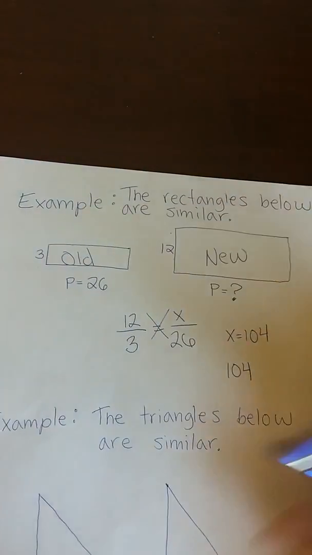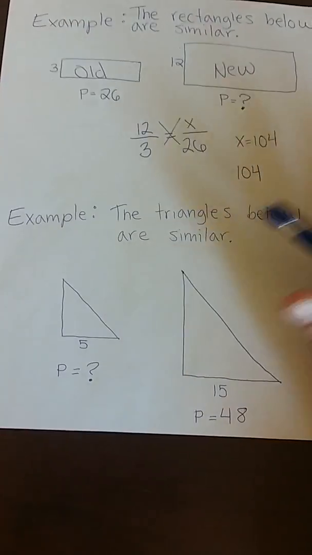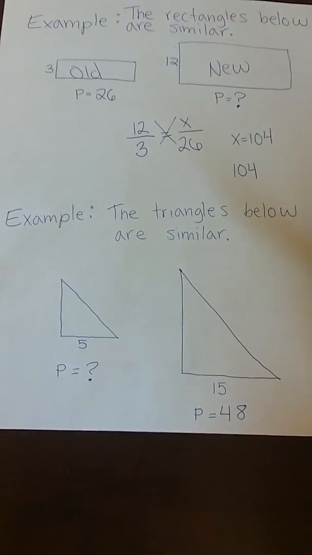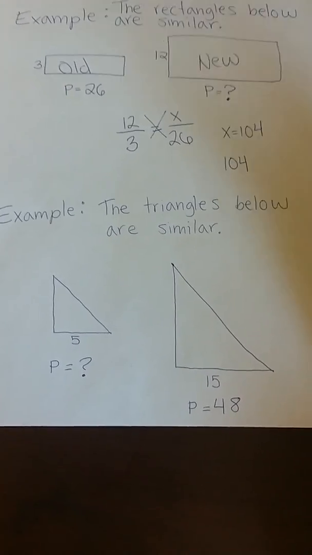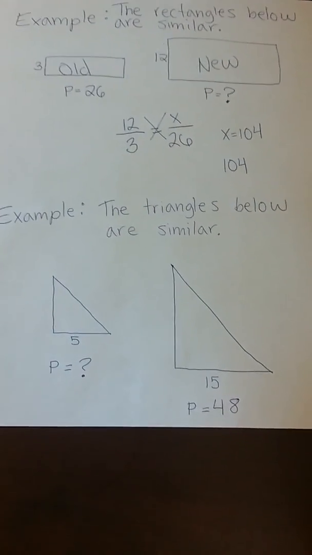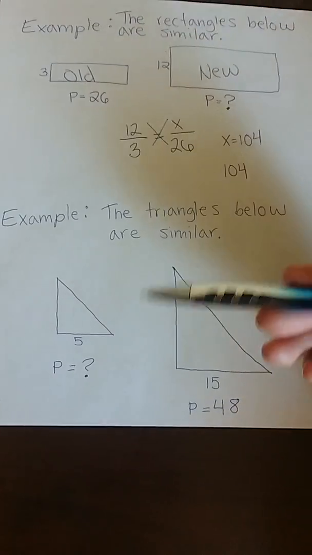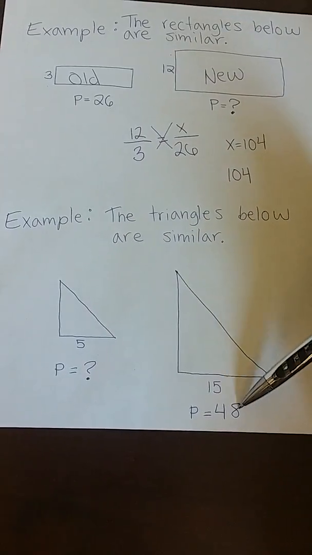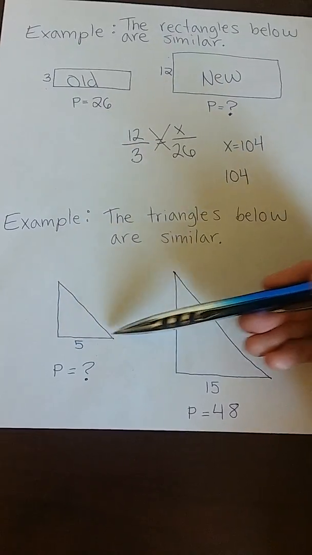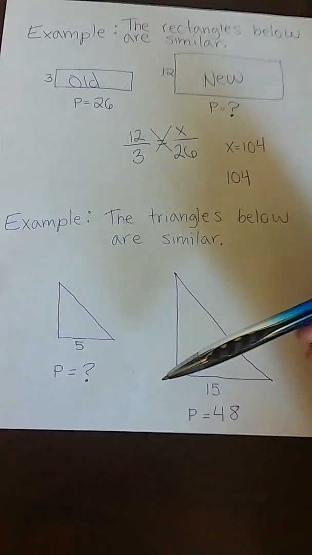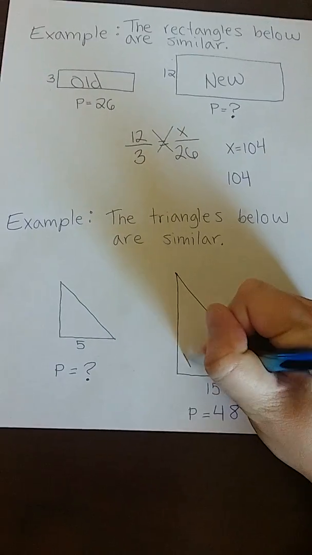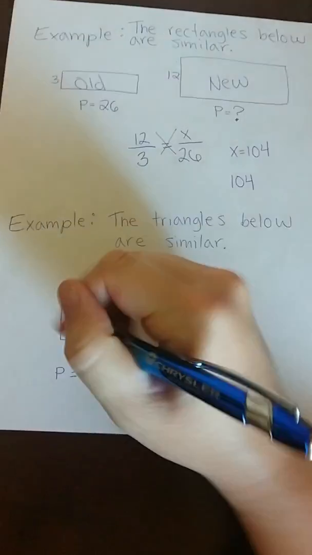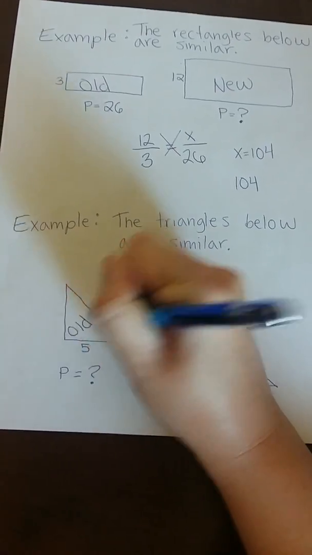Let's look at one more example. So the last example says the triangles below are similar. Again, this gives us a picture. It doesn't give us a scale factor, just gives us a picture. I don't know the perimeter of this one. I do know the perimeter of the larger one. This side is 5, this side is 15. I'm going to keep with the bigger one being new, the smaller one being old.